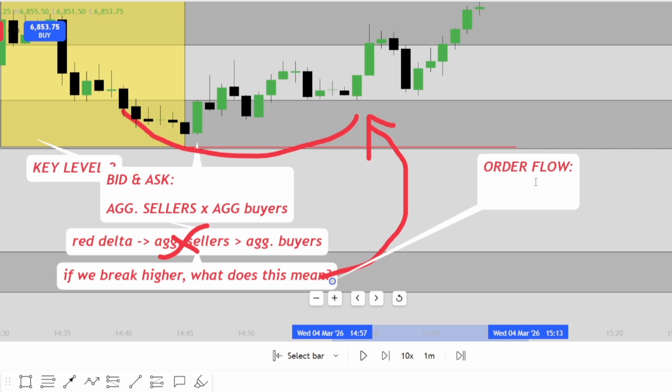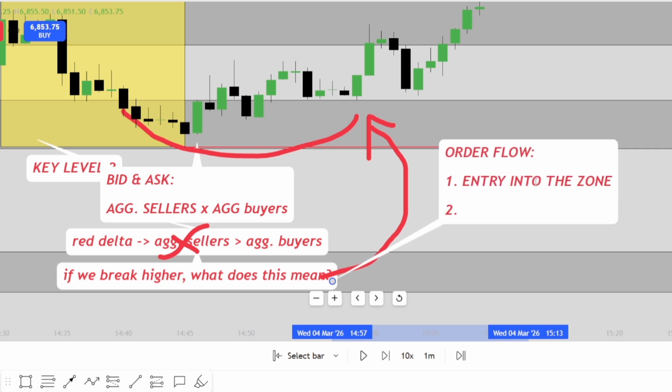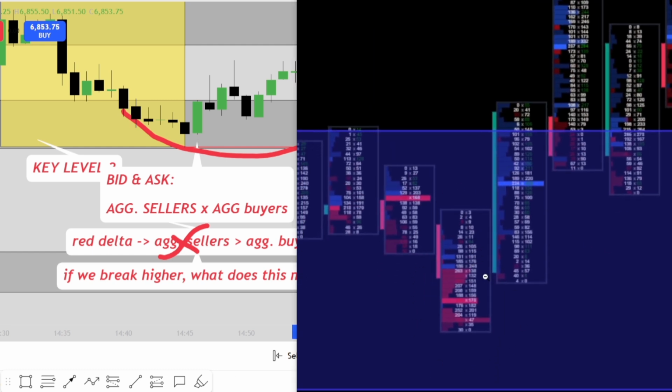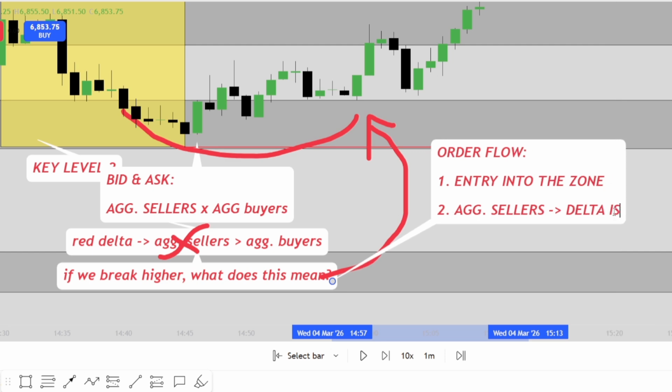What you're looking for is an entry into the zone. Then, if you're looking for longs, you're looking for aggressive sellers, and aggressive sellers are seen via the delta inside of the candles. This is the footprint of each candle. It has sell orders on the left and buy orders on the right. The only thing you need to take away is that you want to look at the delta inside of the candles to make any decision as to whether a zone is going to hold bearish or hold bullish. Here there are more aggressive sellers, and so the delta is red.